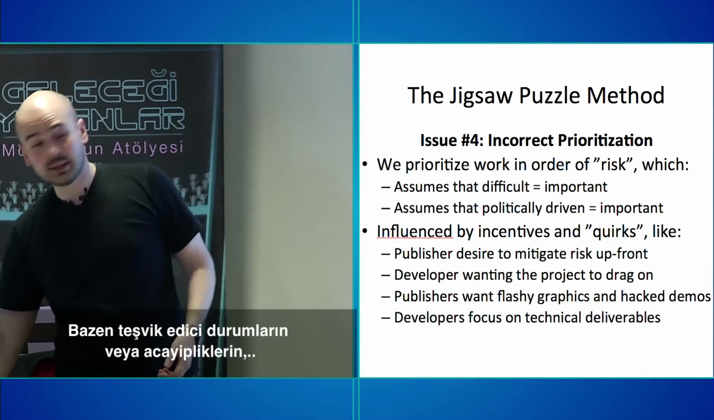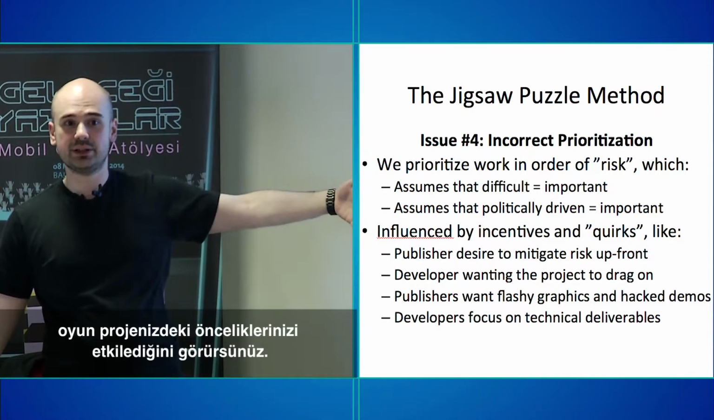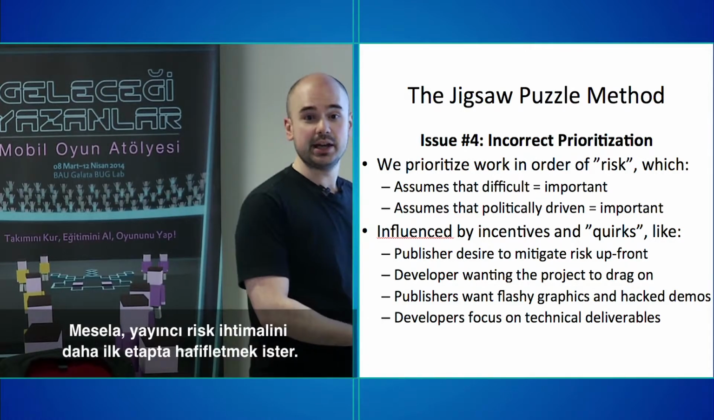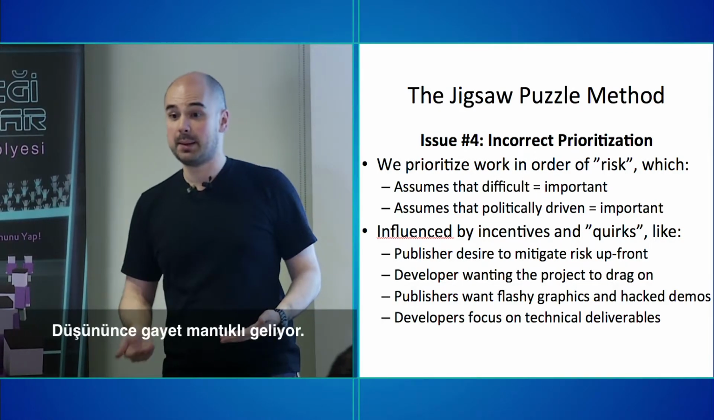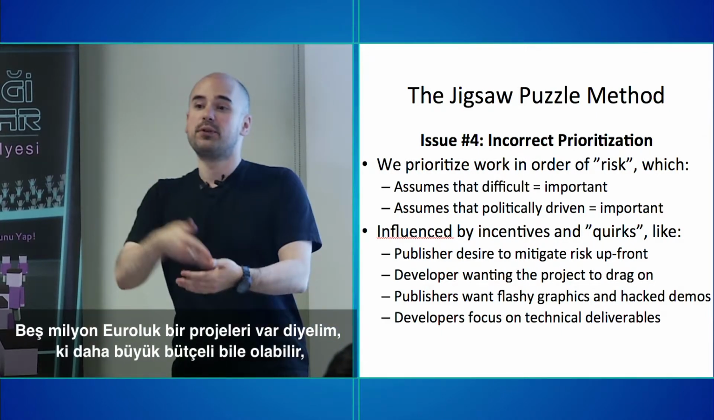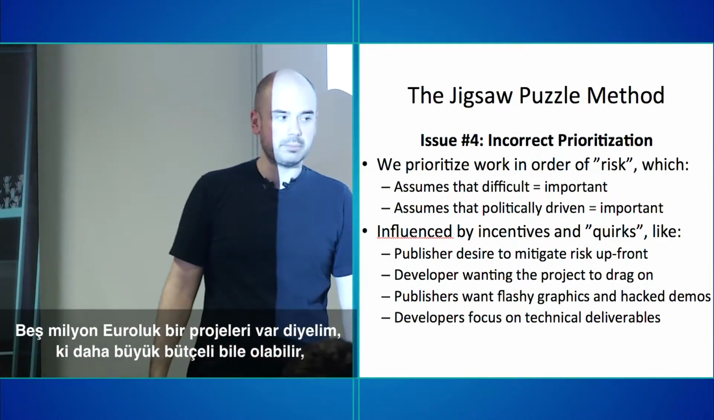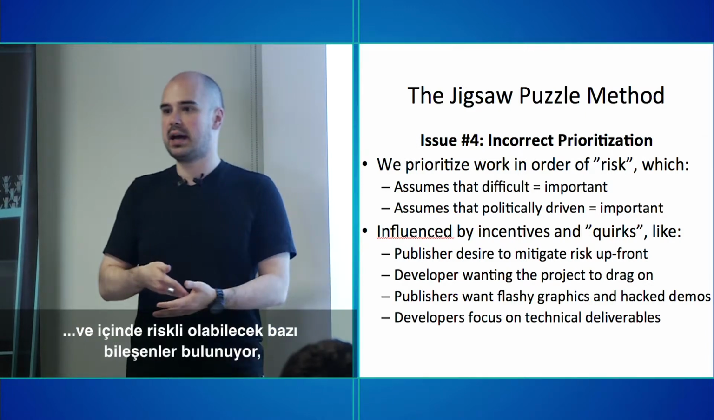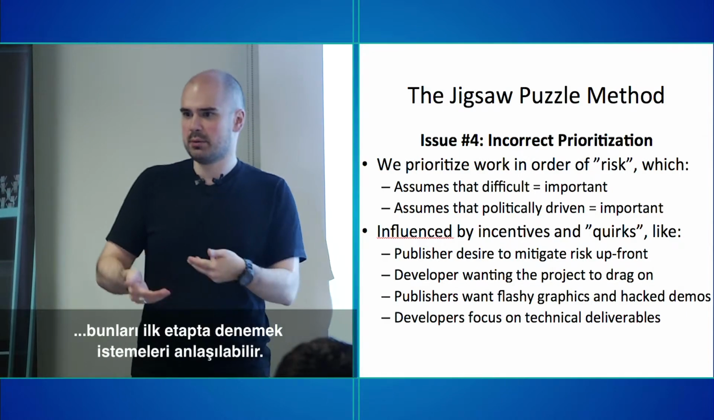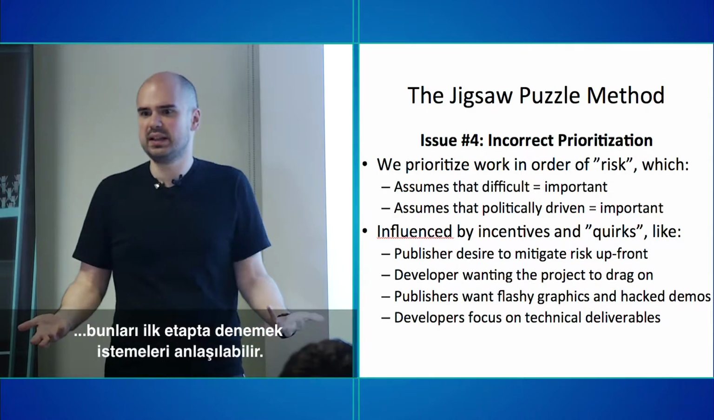Sometimes you see little incentives and quirks influence the prioritization of game projects. For instance, the publisher has a desire to mitigate risk up front. That makes perfect sense when you think about it. They have a project that they have estimated to be a, say, €5 million project, just to keep it modest. It can be a lot bigger than that, but let's say it's a €5 million project, and it's supposed to have a couple of features that seem a little bit risky, so they want to try them out as quickly as possible. Not an unreasonable request when you think about it.